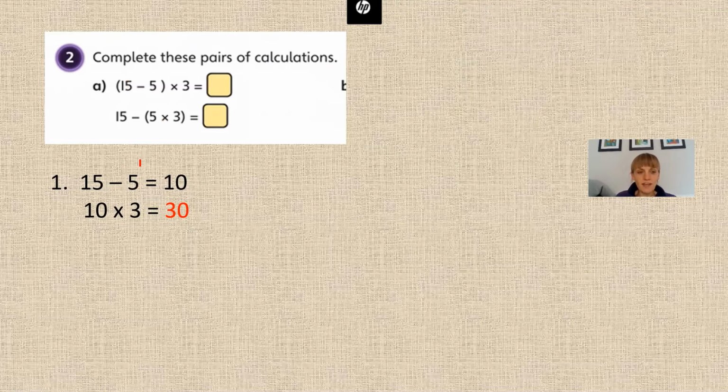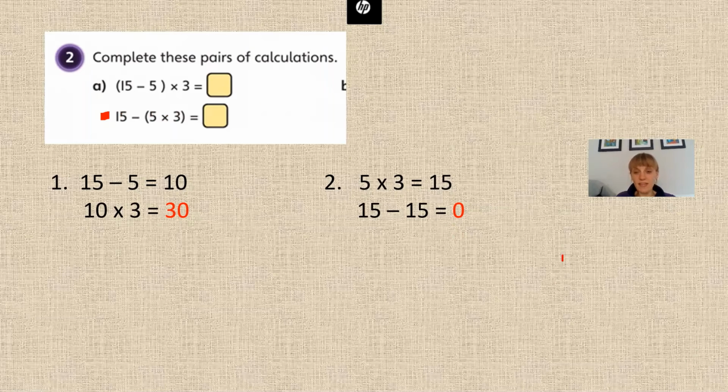Why don't you pause the video and have a go at this one now and see if you can try it. Okay, hopefully you've had a little try. Now, what I'm thinking to myself is, well, 5 times 3 is in brackets, so I must do that first. So 5 times 3 is 15, and then I'm starting with 15, and I've got to take away 15, so my answer is 0. Did you get it right? Hope so.